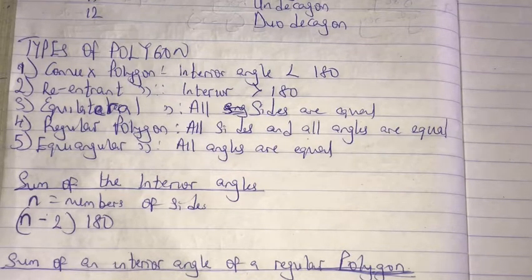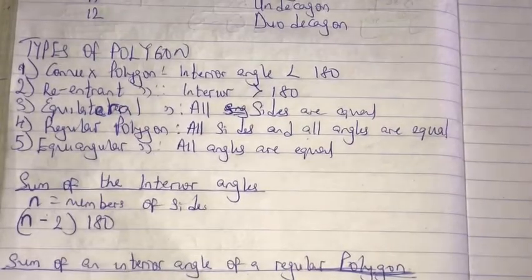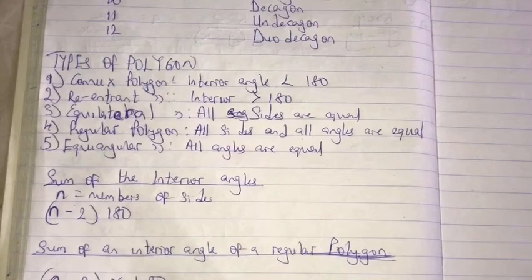Then for the equilateral, all of its sides are equal. For equiangular, all angles are equal. Then for regular polygon, all sides and all angles are equal.